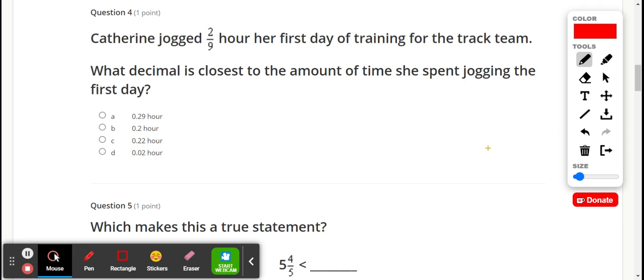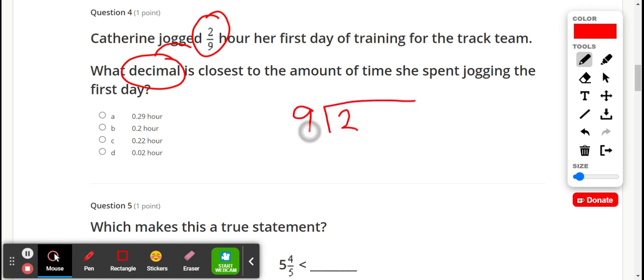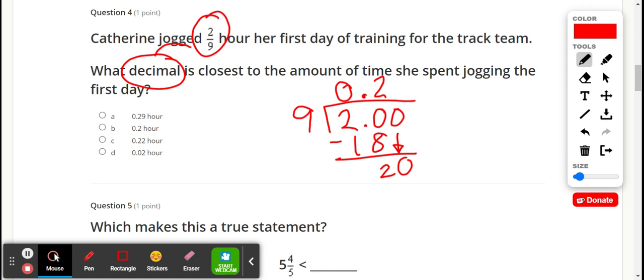Number 4, you have a fraction and it's asking you to convert it to a decimal. So we have 2 divided by 9. So 9 goes into 2 0 times. 2 times 9 is 18. There's a remainder of 2. Bring the 0 down. 9 goes into 22 times.